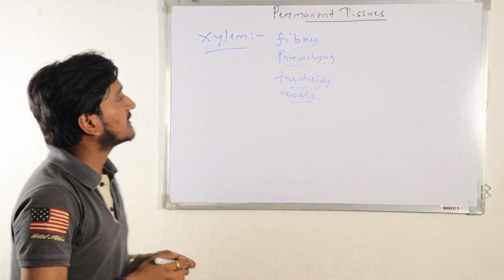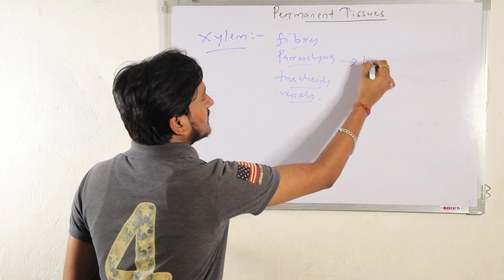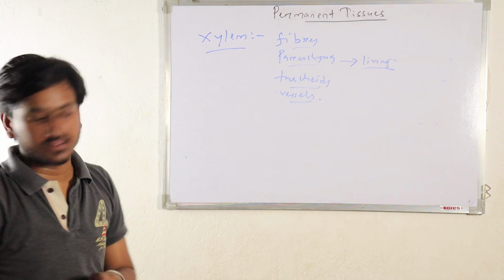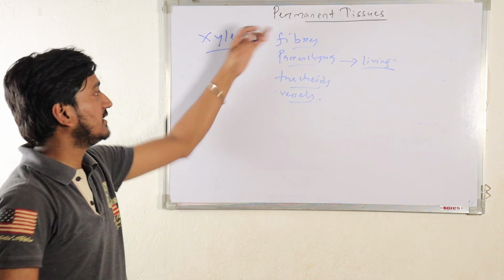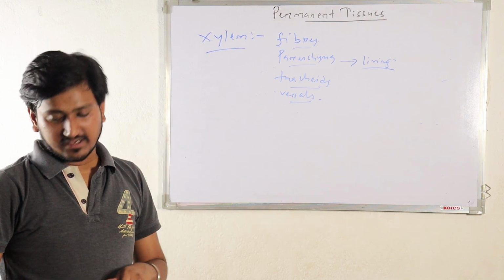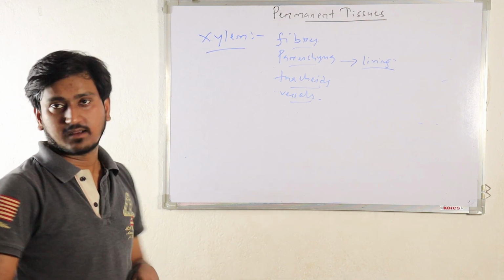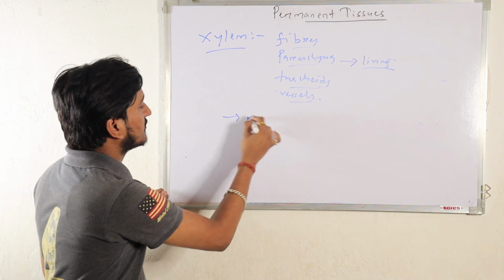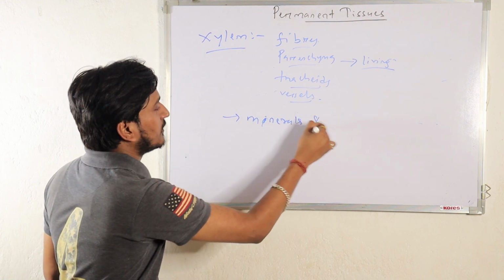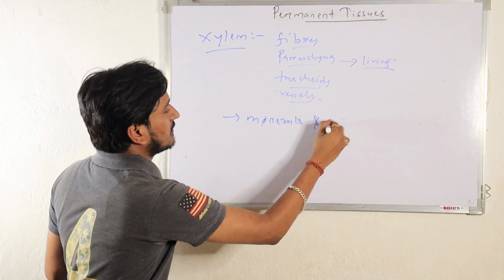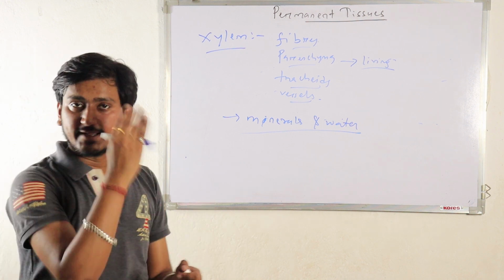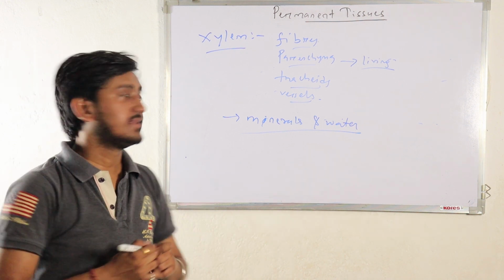Most of the cells in the xylem are dead except the parenchyma, which is living. The parenchyma cells in xylem are living, and the other three structures are called dead components. It is a kind of conductive tissue, hence it will conduct water and minerals. The function of xylem is to conduct water and minerals, usually from the roots to the tip. From the roots, the water and minerals will be carried to the leaf against gravity. That's the function of xylem.